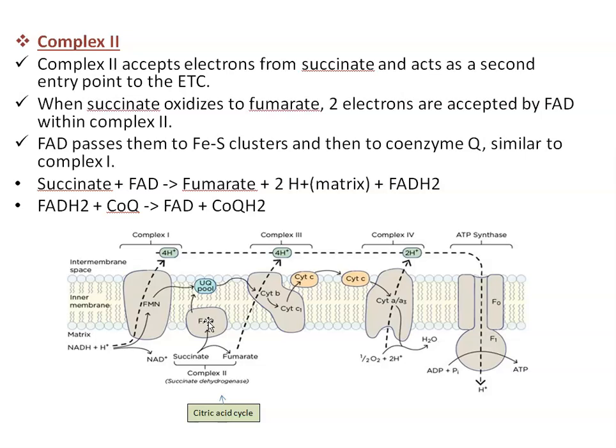FAD passes them to the iron sulfur clusters and then to coenzyme Q, similar to complex 1. However, now very important point, no protons are transferred across the membrane by complex 2. Therefore, less ATP is produced in this pathway.